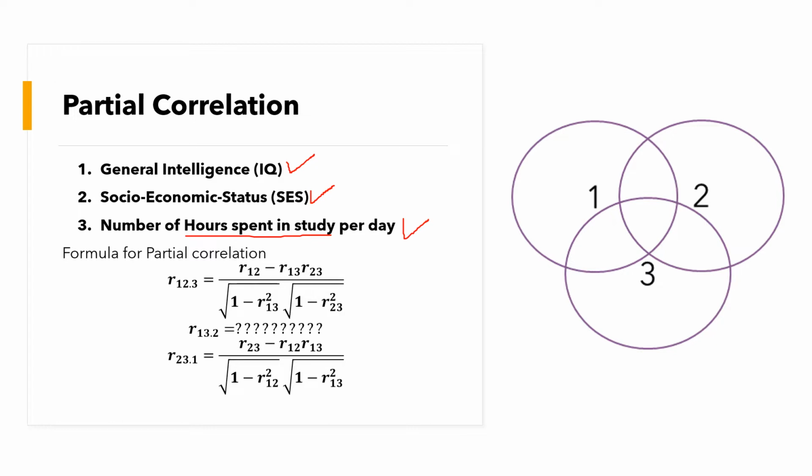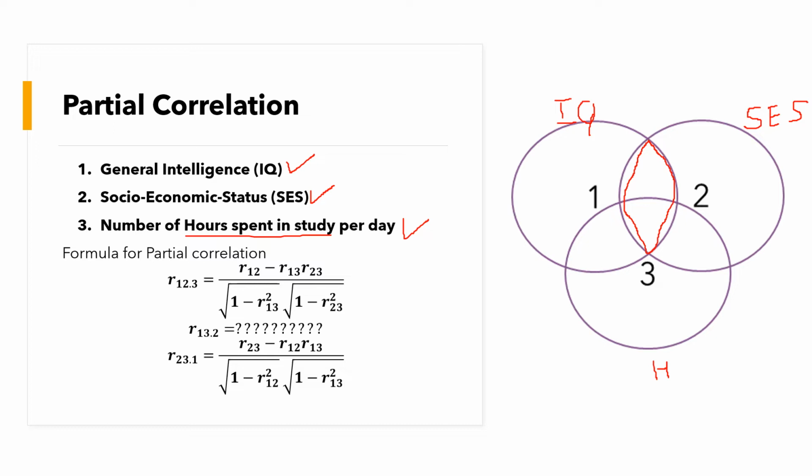Suppose we are interested in the relationship between IQ and socioeconomic status. Suppose circle 1 denotes IQ, the second variable is socioeconomic status, SES, and the third variable is the number of hours studying in a day. So now there are three variables. The overlap between these two variables is the common variance explained by variables 1 and 2. So IQ and socioeconomic status have this much common variance.